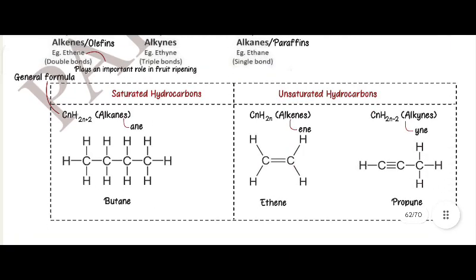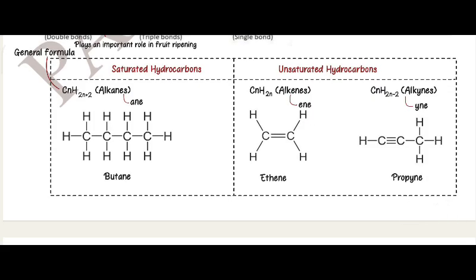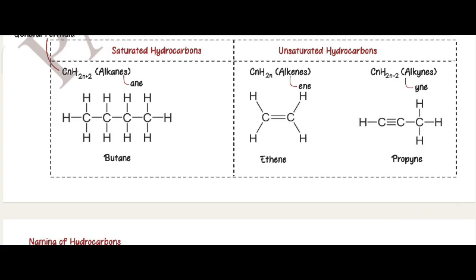Saturated hydrocarbons: CnH2n+2, alkanes. General formula for alkanes, for example butane, with the suffix ane. Unsaturated hydrocarbons: CnH2n, alkenes, ending with ene, for example ethene. CnH2n-2, alkynes, ending with yne, for example propyne.